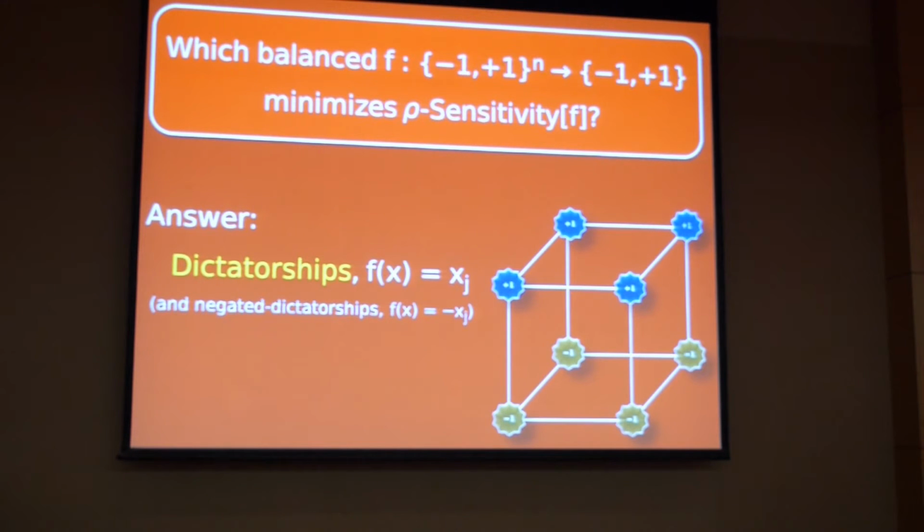That's a bit funny as a voting scheme. Everybody votes, and whatever the dictator says, you do the opposite. Kind of nice, maybe. So it's funny from the point of view of voting schemes, but geometrically it's kind of obvious. I mean, a negated dictator just looks like this. So by symmetry, it's the same.